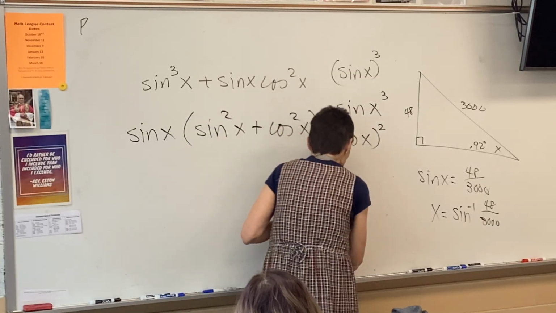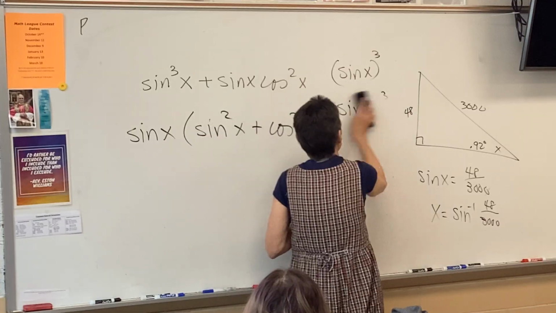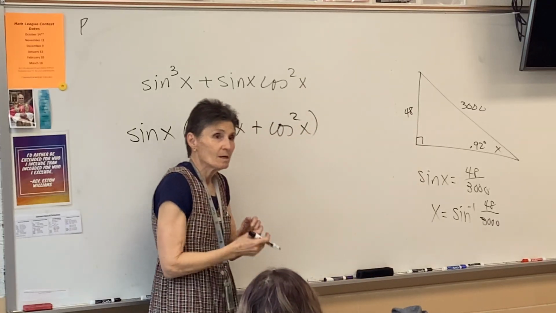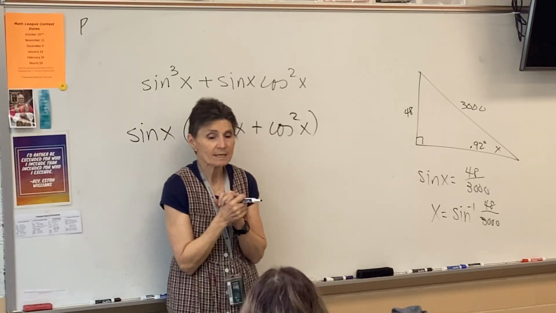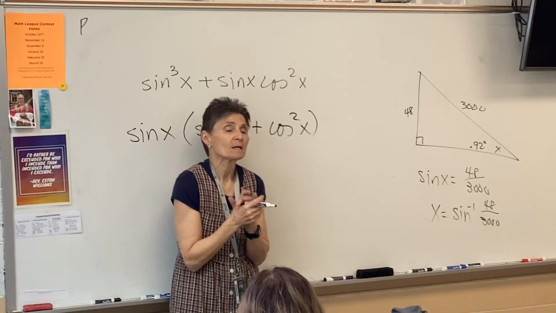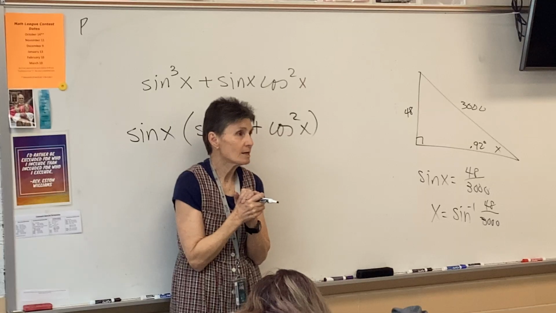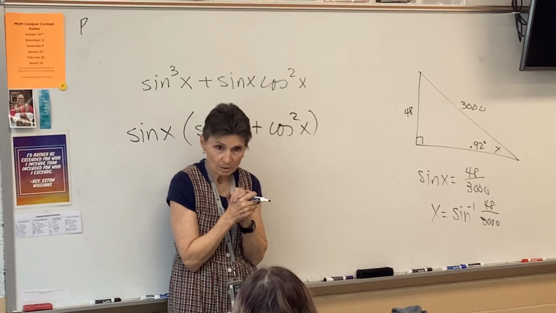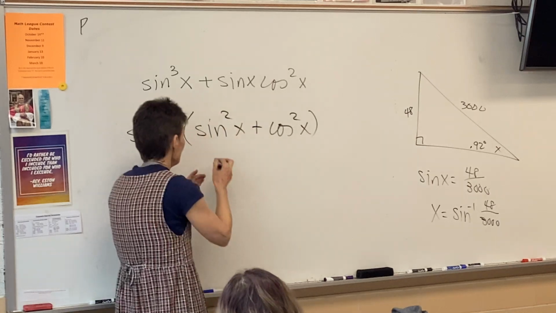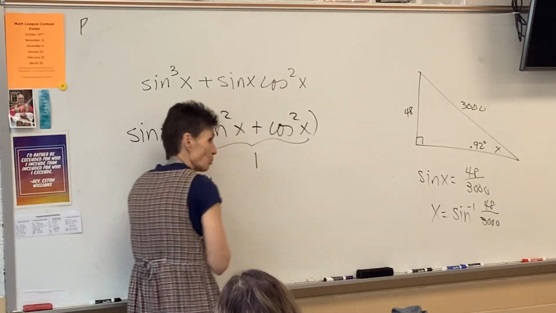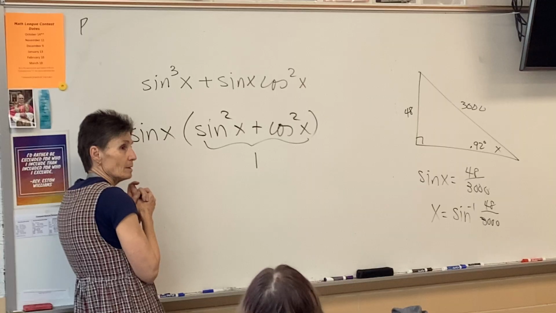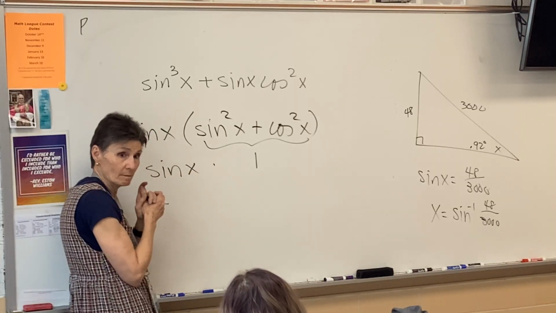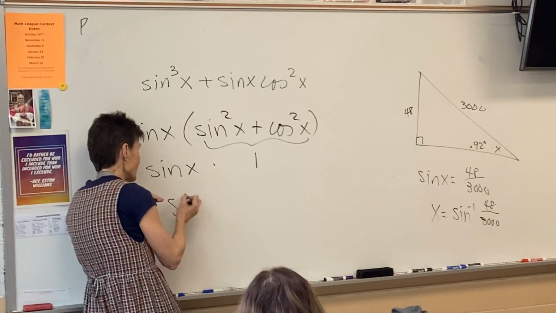Now, my heart is jumping for joy. Look on your green sheet. Is there anywhere where you see a sine circled, where you see a sine squared plus a cosine squared? What does that equal? 1. Oh my gosh. This right here equals 1? So all I have left is my sine times 1, which is sine.